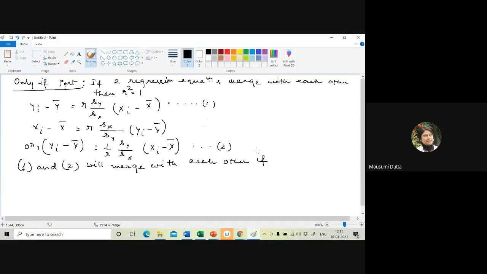When will they merge with each other? Please let me know. You have equation number 1 in your hand, you have equation number 2 in your hand. 1 and 2 will merge with each other if what happens? Ma'am, that coefficient term has to be equal. Okay, so if, do you want to mean this? Yes, ma'am. Okay.